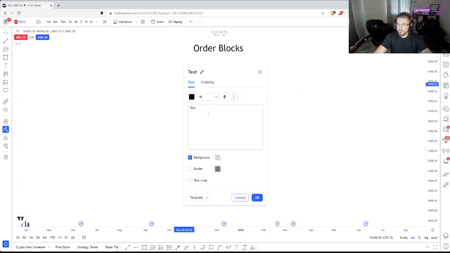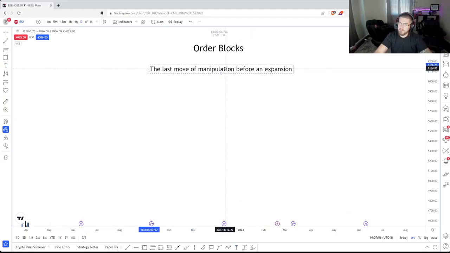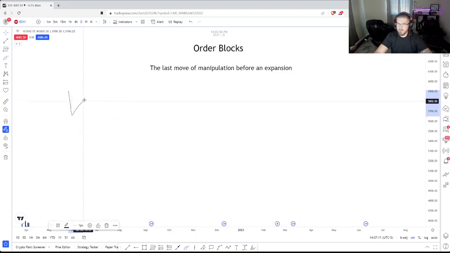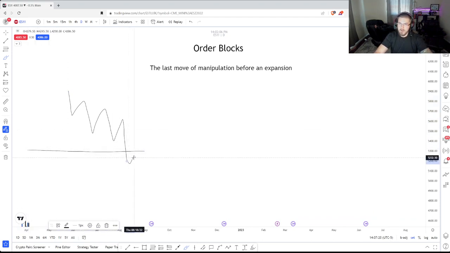what is an order block? The order block is the last move of manipulation before an expansion. This is a very crude way to explain it, but I want you to just think of the order block like that. Whenever price is coming down, and we come into maybe an old area, maybe an area of liquidity, it's just a reference point, an area of interest, if you will. We come out and engulf. So this whole down move, usually the entire down move is going to be considered an order block.